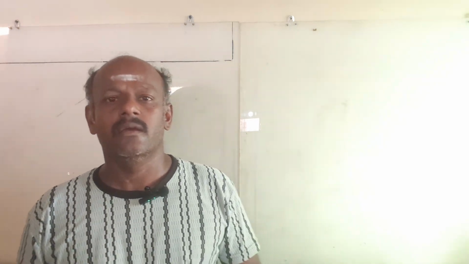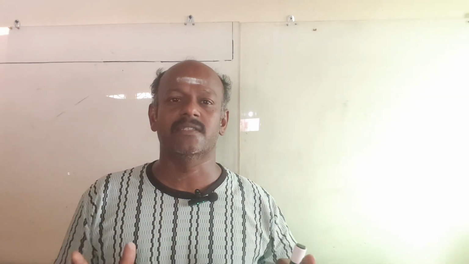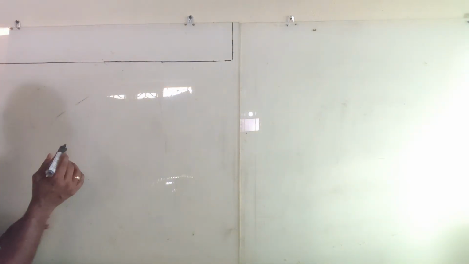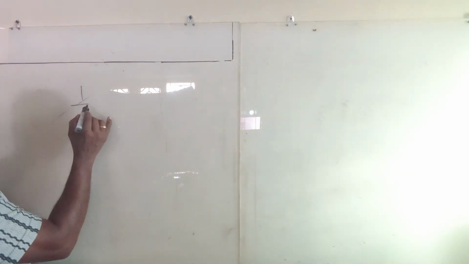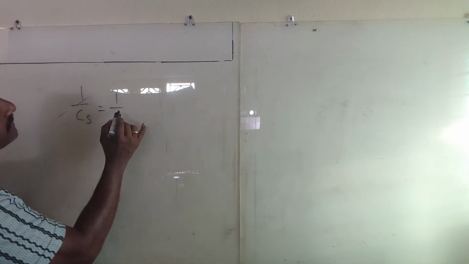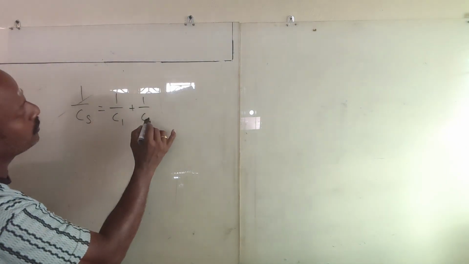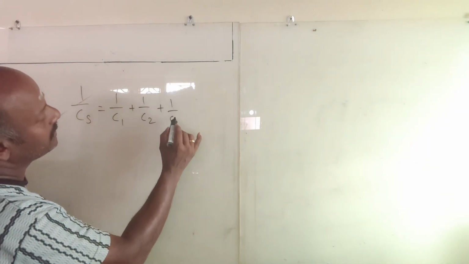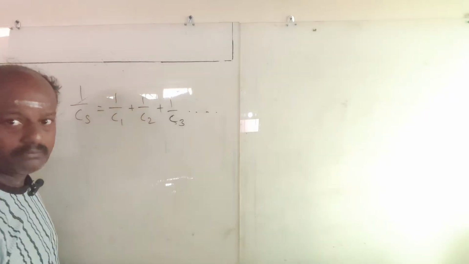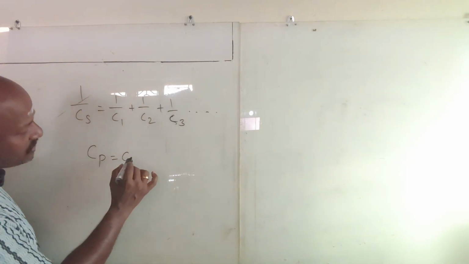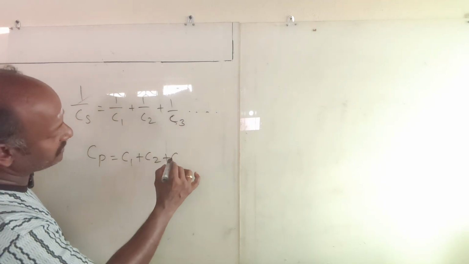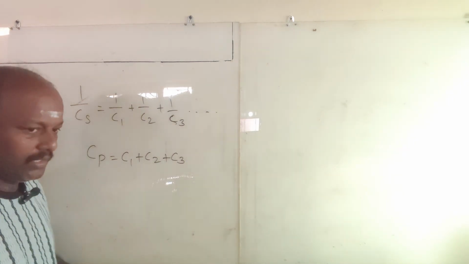Before that, let us see how the capacitance varies when capacitors are connected in series and parallel. When the capacitors are connected in series, the net capacitance is given by 1 by Cs equal to 1 by C1 plus 1 by C2 plus 1 by C3, and so on. Similarly, when the capacitors are connected in parallel, Cp is equal to C1 plus C2 plus C3.